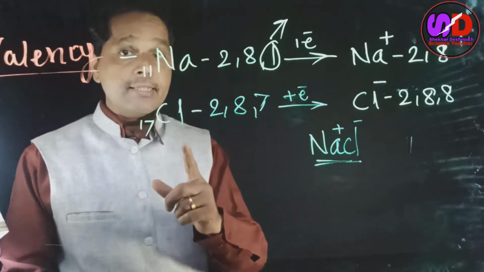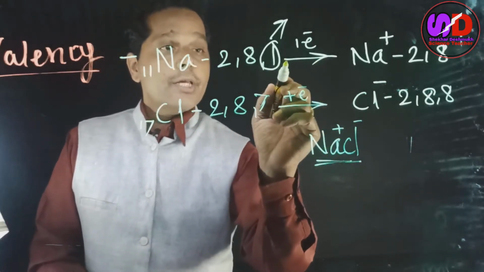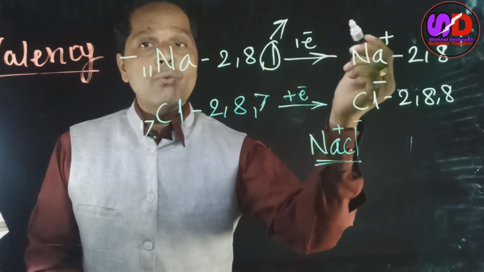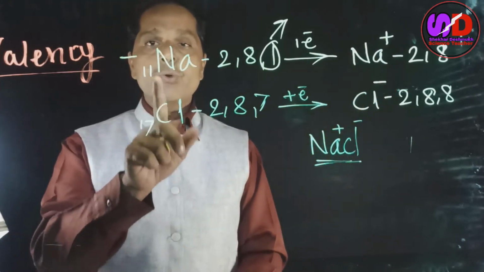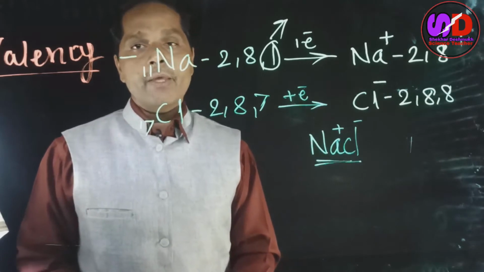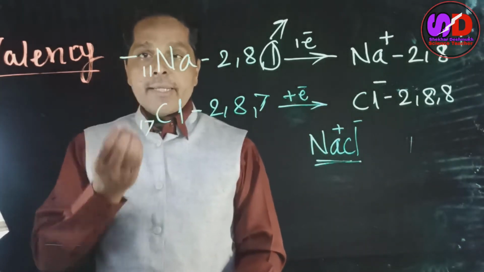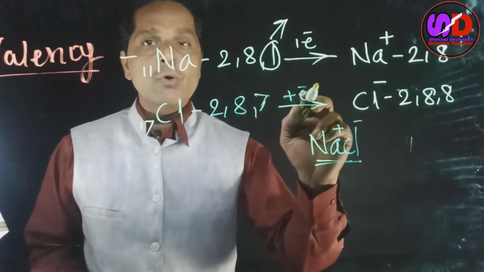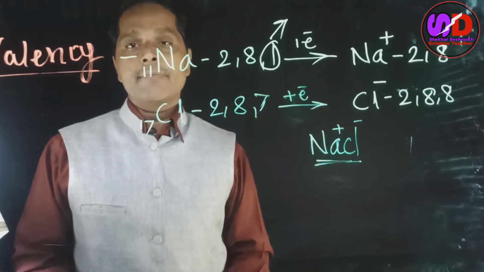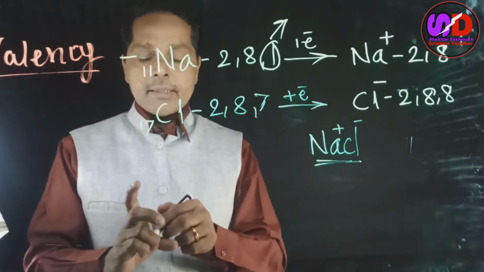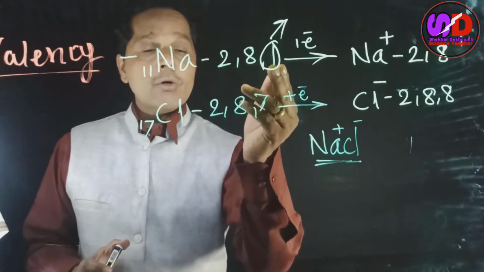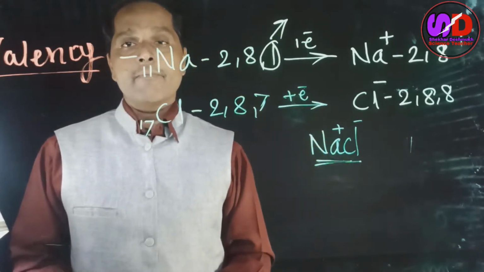So in this case, sodium, as it donates one electron, the valency of sodium is 1. As chlorine takes one electron, therefore the valency of chlorine is 1. So this is nothing but the relation between electronic configuration and valency.